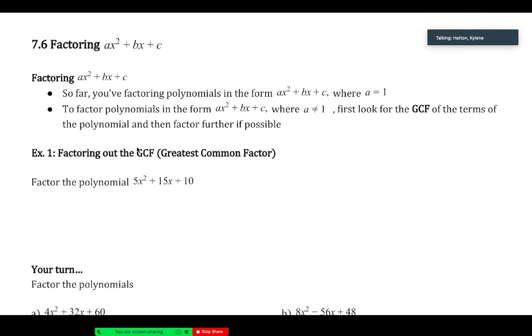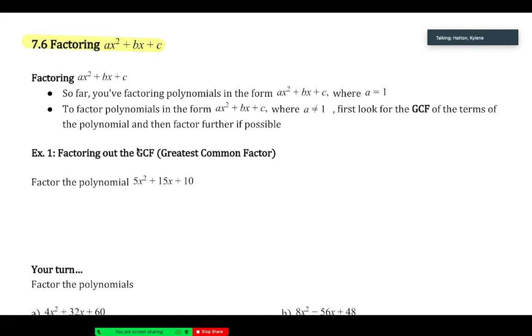Okay, so you're going to label your note 7.6 factoring ax squared plus bx plus c, which that title might seem a little bit familiar from yesterday. So, like I said, today's notes build off of yesterday's notes. So up at the top, I'm going to talk through these bullet points.